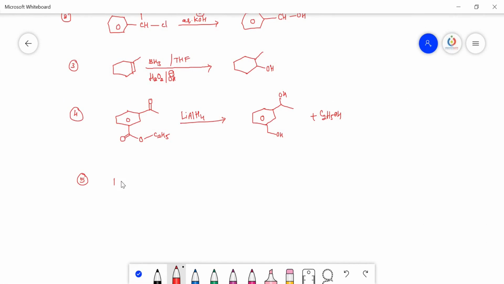And fifth molecule is H plus and H2O, just hydrolysis of the ester. Whenever you do the hydrolysis of the ester, it just splits this C double bond O bond and gives the carboxylic acid and alcohol. So PhCH2COOH plus CHOH CH3 and CH3.